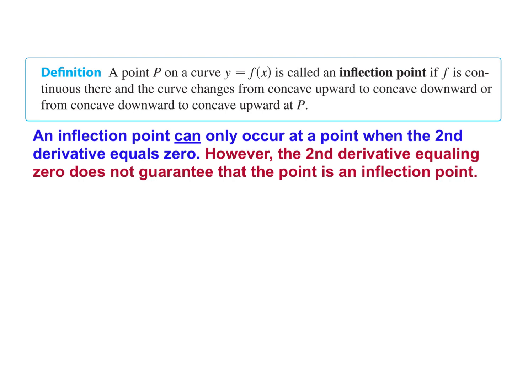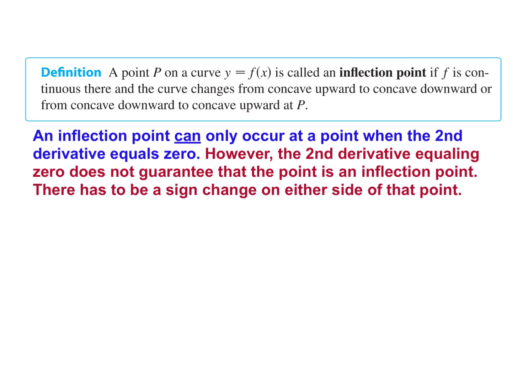What has to happen, right? The second derivative equaling 0 does not guarantee that the point is an inflection point. How will that point become an inflection point? There's a sign change. There's got to be a sign change. I tried to word it as best I could. It's not great wording, but there has to be a sign change on either side of that x. If there's no sign change, then there's no inflection point because there's no concavity change.